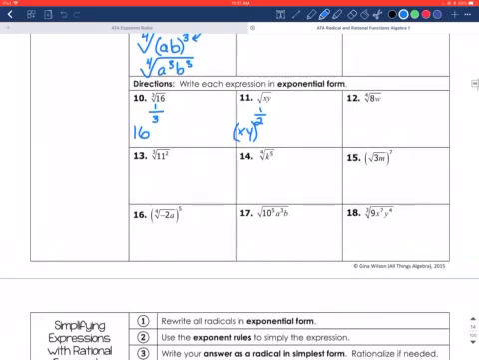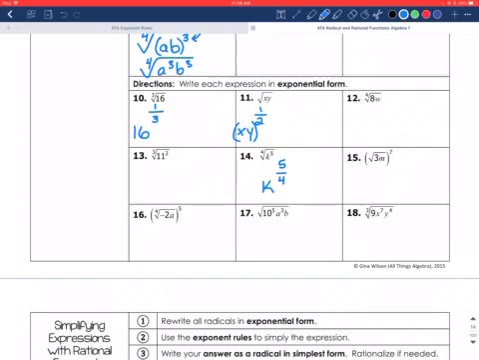So for number 14, immediately what you see with 14 is there's a 5 on the inside. That can be simplified out. Yes, but they're not asking us to simplify. They're just asking us to write it in exponential form. So our index is a 4. Our base is a k. And it's being raised to the 5th power. That's it, right? That's all you have to do.